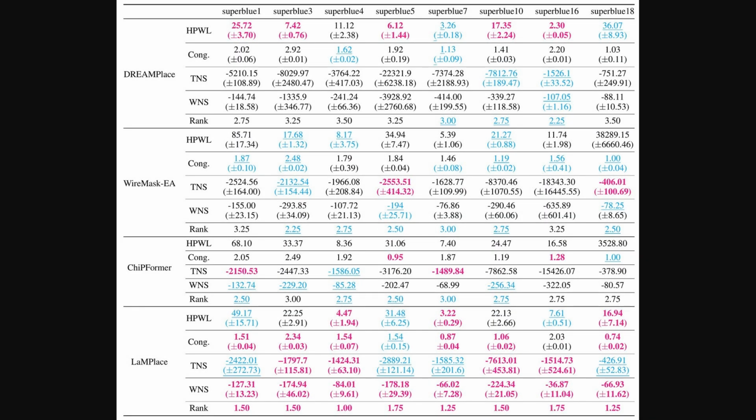Alright, building on how LaMPlace works, this table then details its performance against other methods like DreamPlace and ChipFormer. It compares them across various chip designs, looking at metrics like half-perimeter wire length, or HPWL. That's a common way to estimate the total length of wires needed, and congestion, which tells us how crowded the wiring paths are. Crucially, for the timing metrics, total negative slack and worst negative slack, LaMPlace consistently shows better results, meaning faster chips. The rank rows further confirm LaMPlace's strong performance across the board, really backing up its effectiveness.